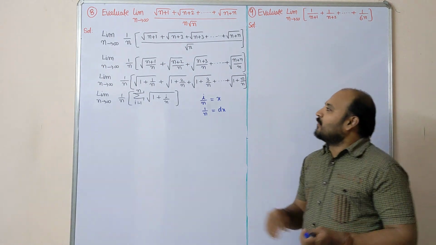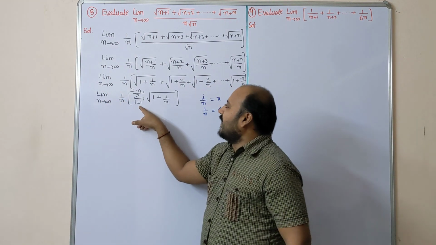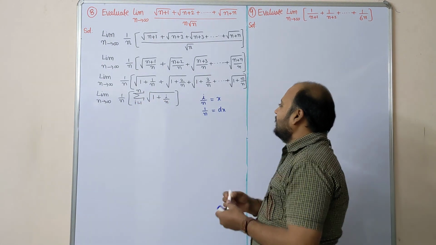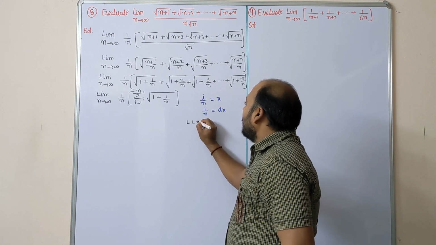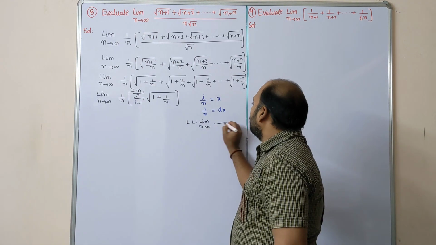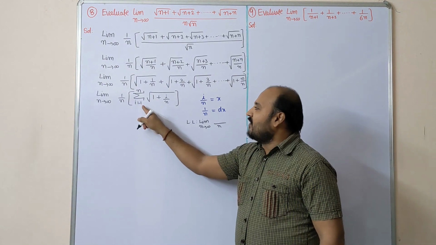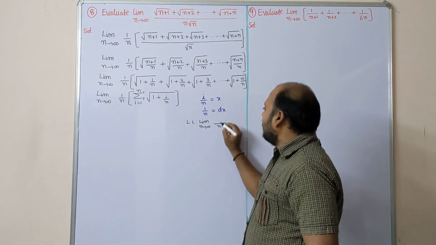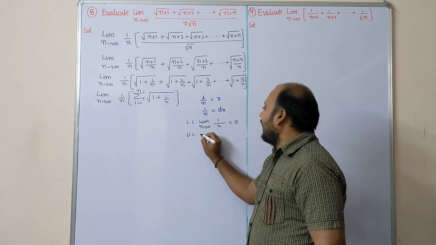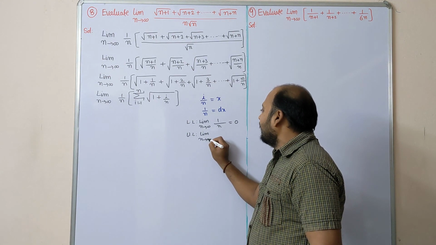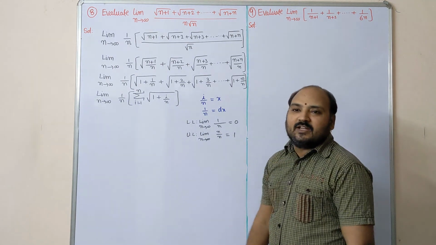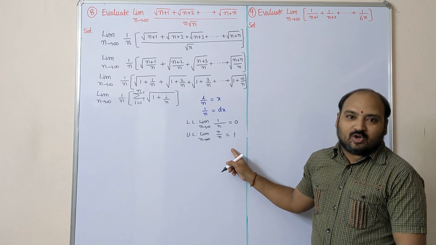Later on, limit n tends to infinity, sigma i equal to 1 to n, we can write as a definite integration with limits. How do we calculate the limits, lower limit and upper limit? Lower limit: limit n tends to infinity, total number is n. What is the initial value of i? The initial value of i is 1. As n tends to infinity, 1 by n tends to 0. Upper limit: limit n tends to infinity, the final value of i is n, and total values n, so n by n is 1. Limit of n tends to infinity of a constant is constant.